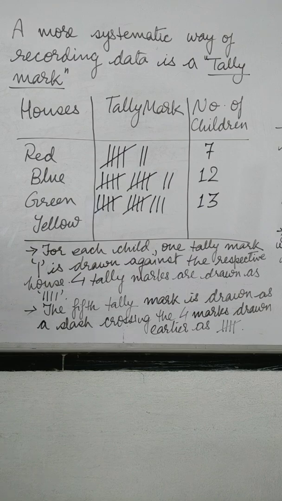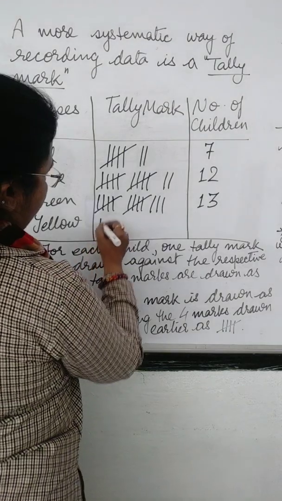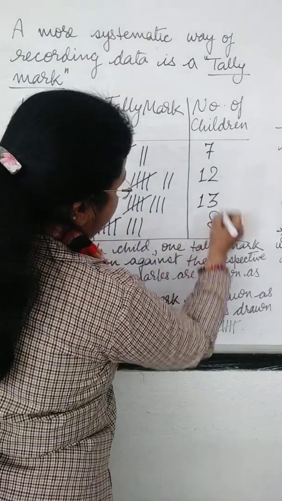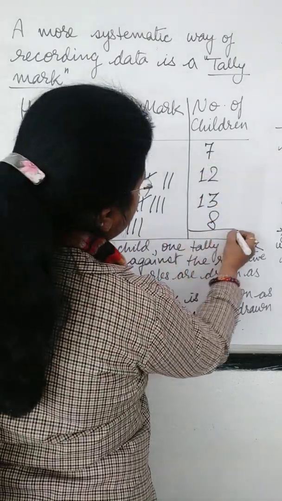1, 2, 3, 4, 5, 6, 7, 8 yellow. So if you add this, how much would it be?